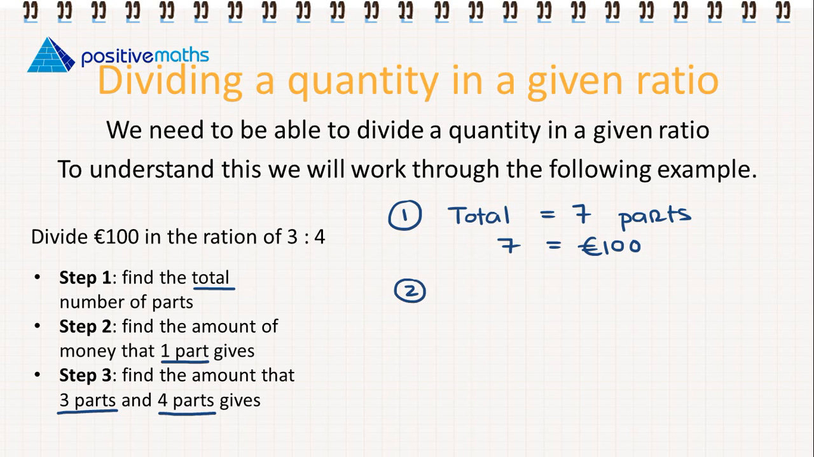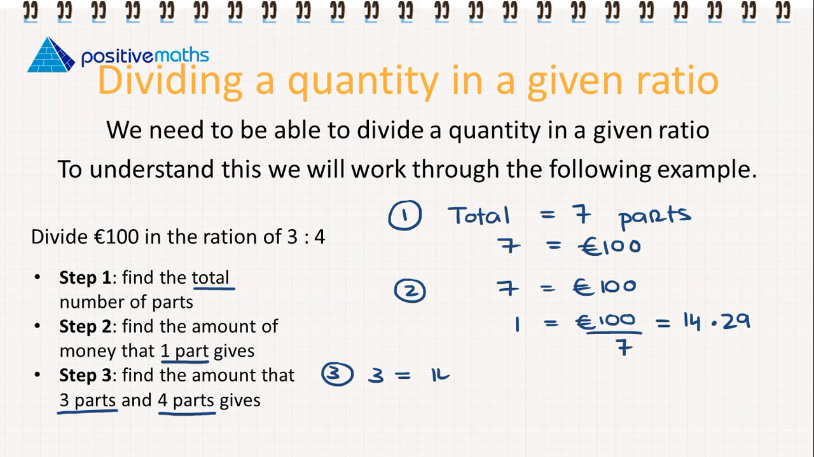Okay, step 2. We need to find the amount of money that 1 part gives. Well, if 7 parts is €100, then 1 part is going to be €100 divided by 7. So we will get 14.29. So I've rounded that to 2 decimal places because we're dealing with money. Okay, now we've found 1 part. That means we can find 3 parts and 4 parts.